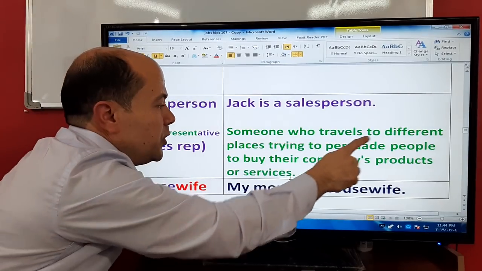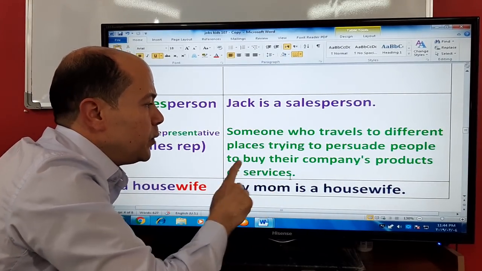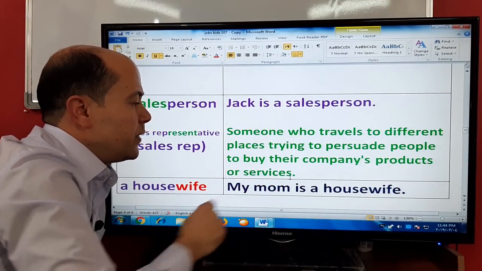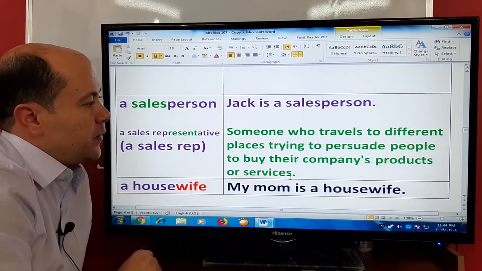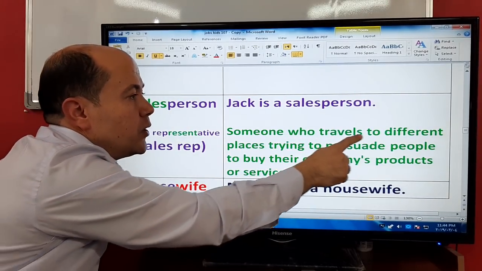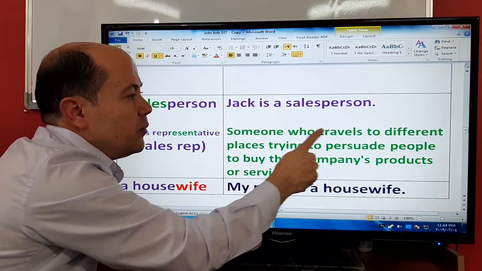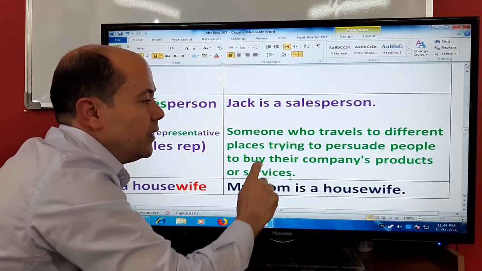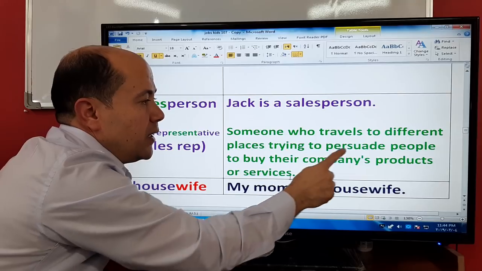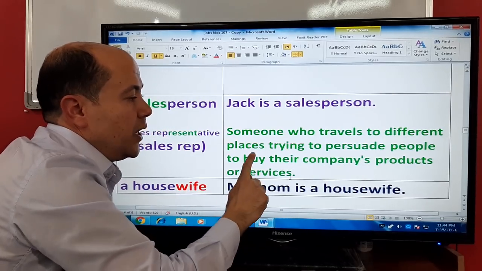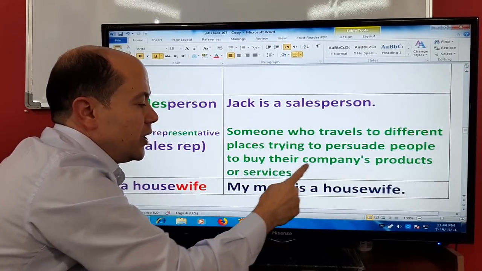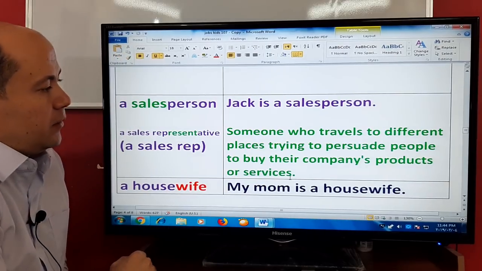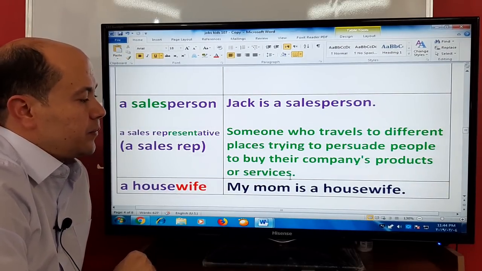Someone who travels to different places trying to persuade people to buy their company's products or services. شخص ما يسافر إلى أماكن مختلفة, محاولاً إقناع الناس أن يشتروا منتجات الشركة أو خدمات الشركة.